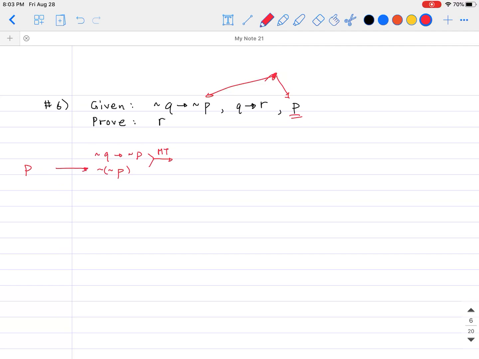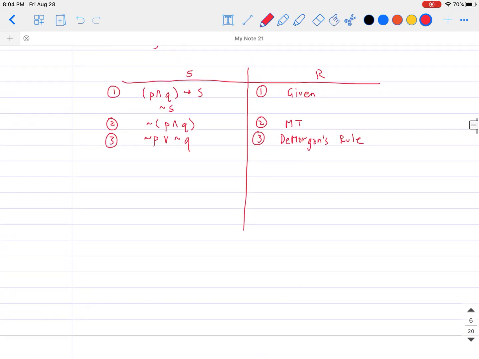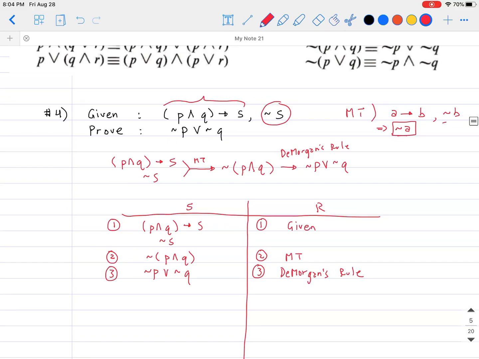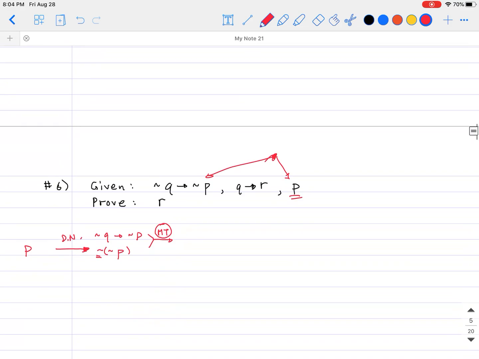I'm going to take P and write it as the negation of the negation of P because of the double negative, right? So that way you can see that negation sign. That means we can now use MT, because, if you remember, I wrote it over here on the side. It requires that you have the negation of the then statement. Once we have that, it is going to give us the negation of the negation of Q, because this right here, negation of Q, is the then statement, and we have the negation of that.